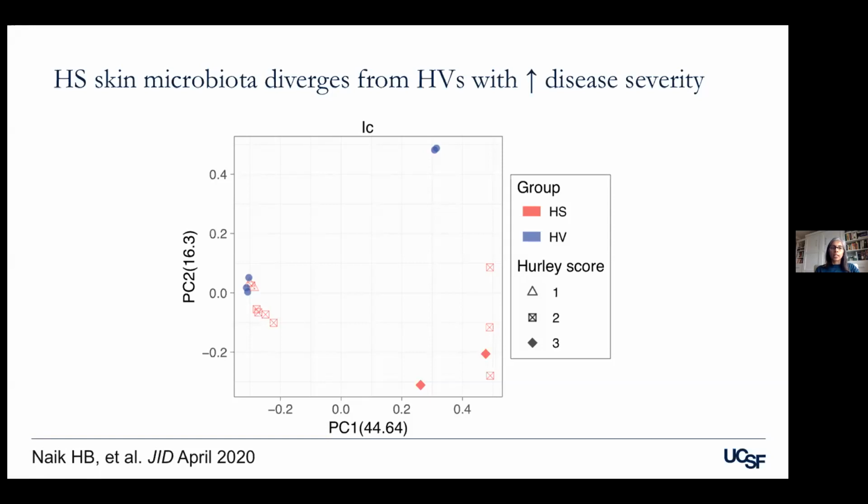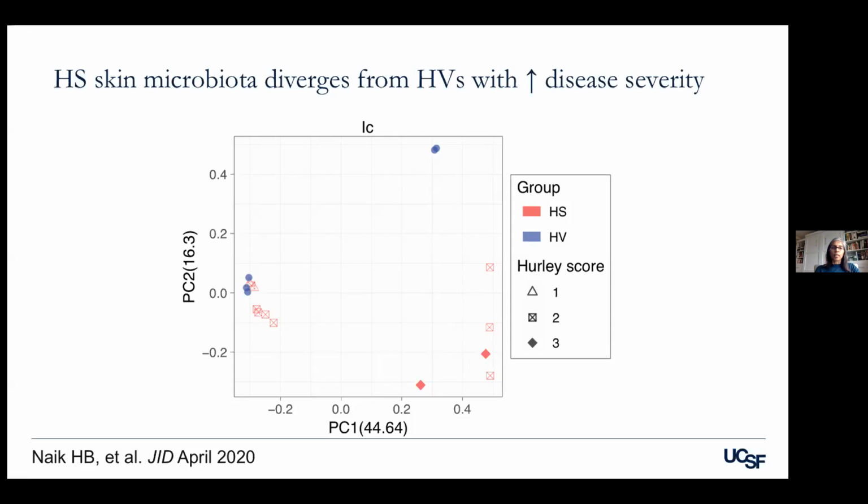And what we see here is that bacterial communities from adults with mild HS cluster tightly with healthy volunteers, indicating that they have higher similarity between skin bacterial communities in these subjects. And the bacterial communities of adults with moderate and severe HS overall, so Hurley stage 2 and Hurley stage 3, cluster separately from mild HS and healthy volunteers, with severe HS separating further from mild HS and healthy volunteers than moderate HS.